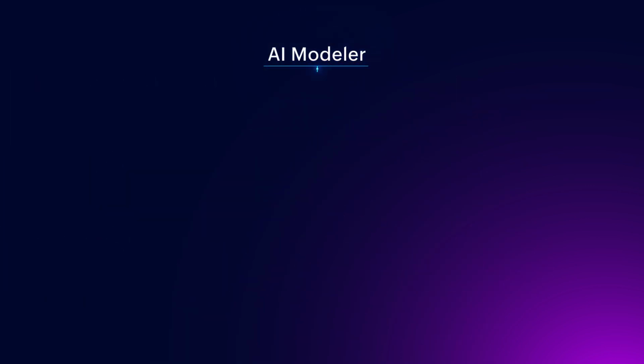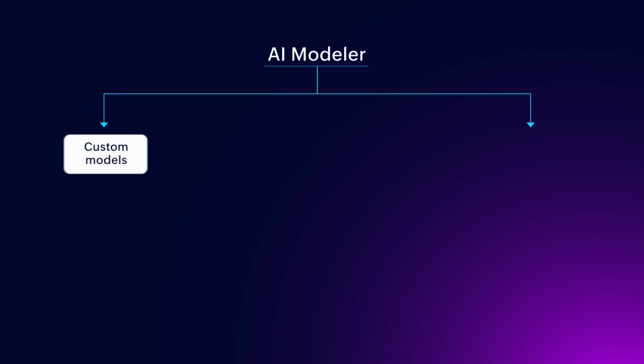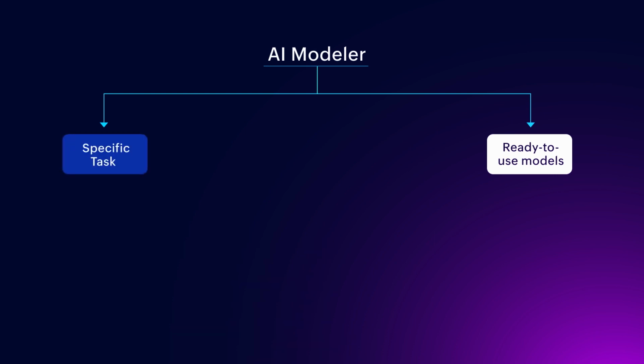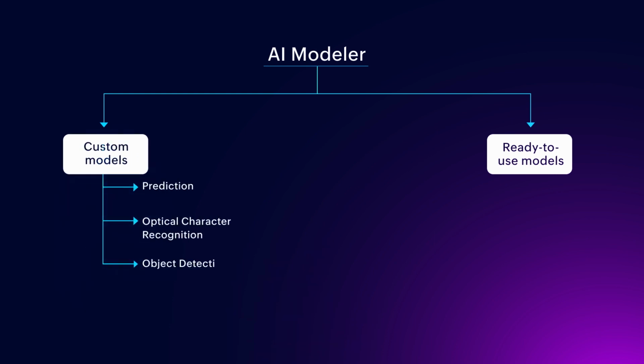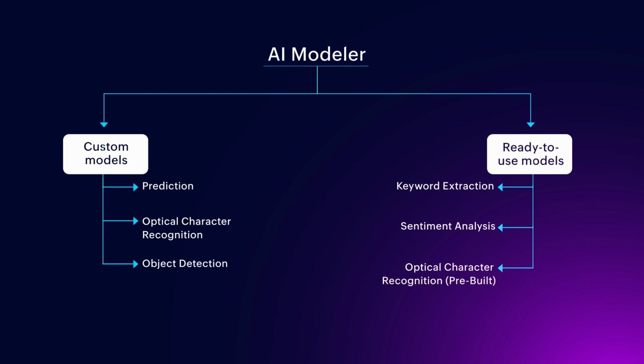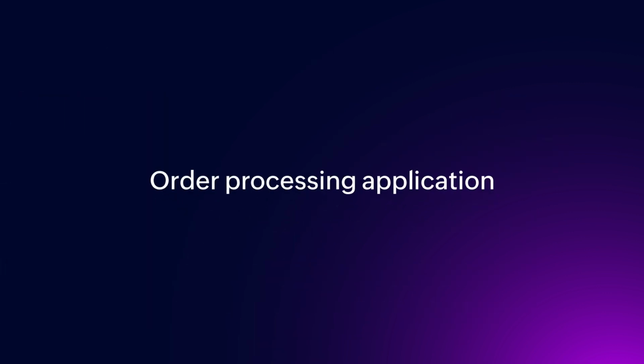Based on the mode of training, we have 2 model categories in AI Modeler: custom models and ready-to-use models. Custom models are models that need to be trained with relevant data sets to address a specific task. These include prediction, optical character recognition, object detection. Ready-to-use models are pre-built models that are readily deployable into applications with zero training. These include keyword extraction, sentiment analysis, optical character recognition, pre-built version, and object detection, pre-built version. Let's get to know these one by one and see how these can be applied in an order processing application.